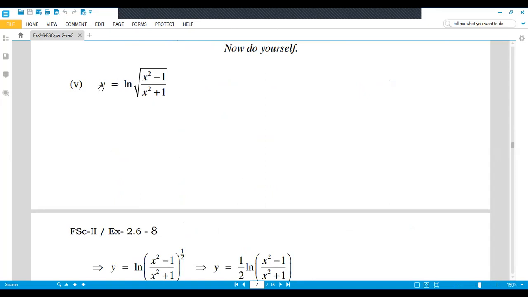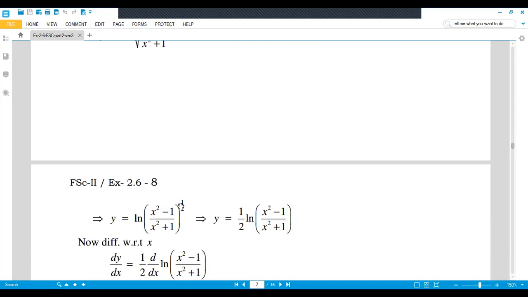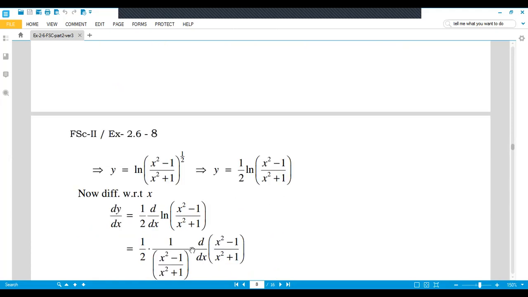Here you have given y equal to natural log of under root this. So under root you write in the form of a power, and you know that if natural log has some power, it will come in the coefficient, 1 over 2 natural log of this. Now you apply the derivative, differentiate with respect to x, dy by dx is equal to half times the derivative of natural log. You know that the natural log derivative is 1 over that value. So 1 divided by that value, and then further the derivative of this value, x square minus 1 over x square plus 1.